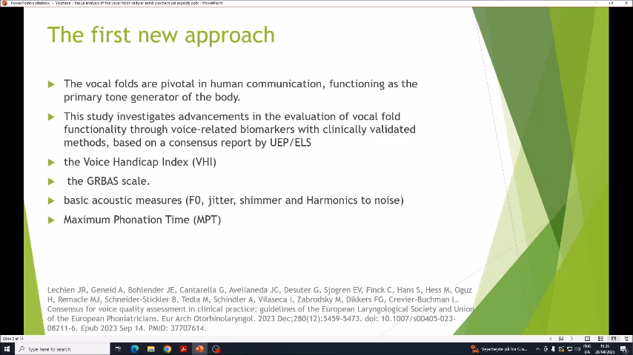The vocal folds are our primary tone generator. This study highlights new ways to assess their function using biomarkers based on UEP and ELS consensus. Key tools: Voice Handicap Index, GRBAS scale, and acoustic measures like frequency, jitter, shimmer, and harmonics to noise. Maximum phonation time also offers valuable insights into vocal performance.